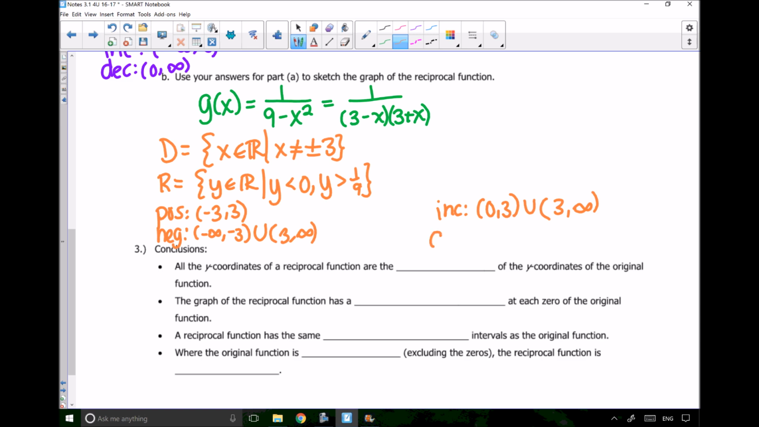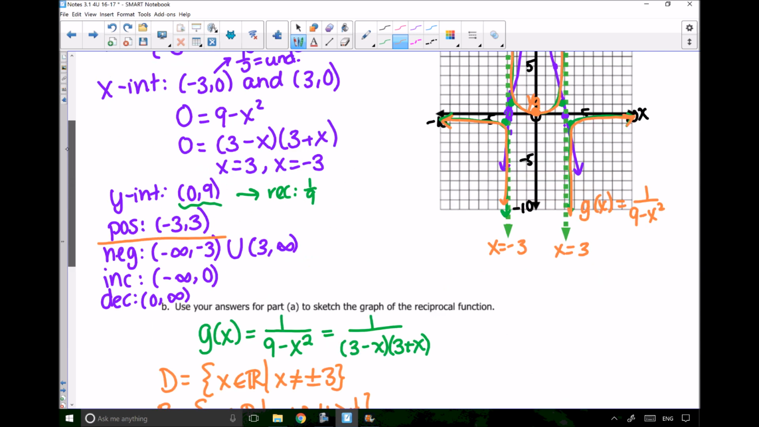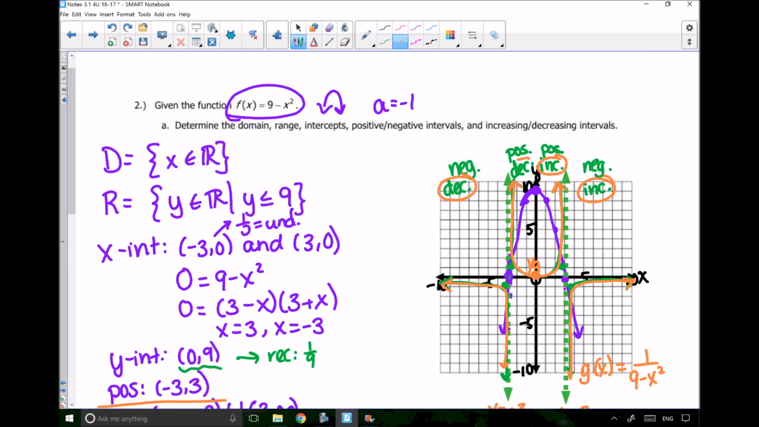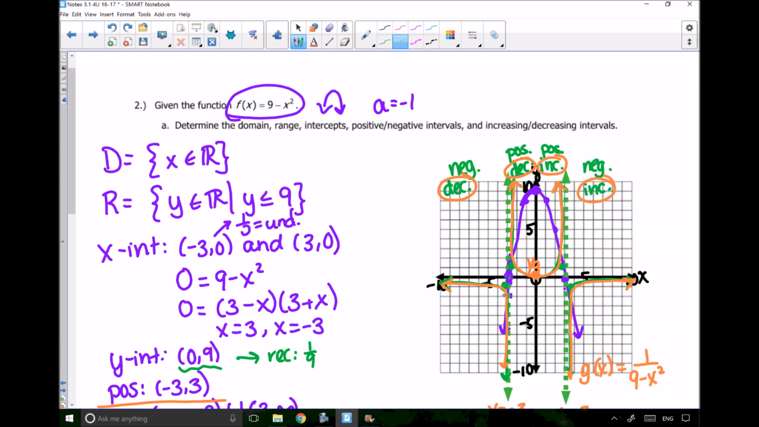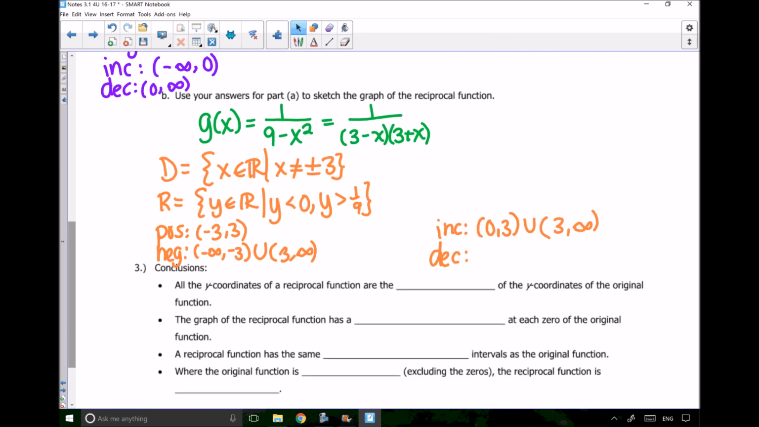Okay, now where is my graph decreasing? If you notice right here, we figured out it's decreasing in these two areas right here. So it's decreasing from -∞ to -3, excuse me, and also from -3 to 0. So again, our interval of decrease is going to be from -∞ to -3, as well as from -3 to 0. Okay, if you have questions, please come with them next time I see you guys in class.